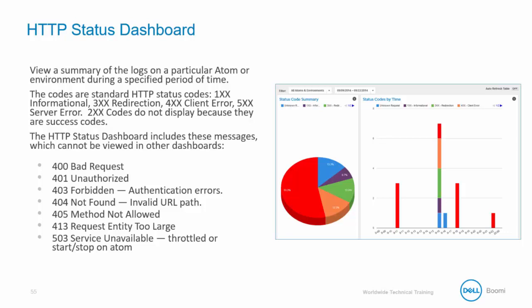405 method not allowed. The caller attempted to send input data to a process that cannot receive input data. 413 request entity too large. The request data was too large. And 503 service unavailable. The caller has hit a throttle or the request was rejected because the Atom is starting or stopping.